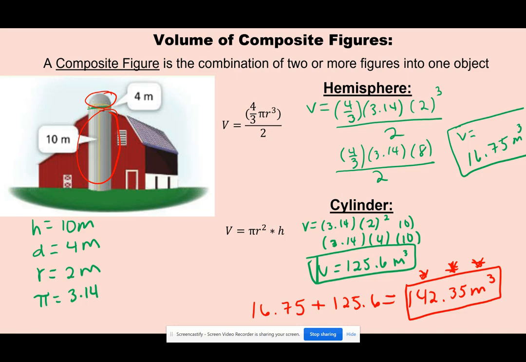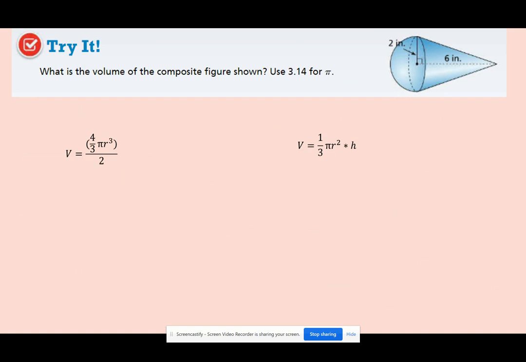Okay, so not too bad. Just split the piece up into separate shapes, find the volumes, and then combine them together at the end. All right, so here's your next try it. So you want to find the volume of the composite figure at the right. We have a hemisphere and a cone. So what I did was I went ahead and I gave you the equations here for hemisphere and cone. Pause the video, give it a shot, and then come back and check your answers.